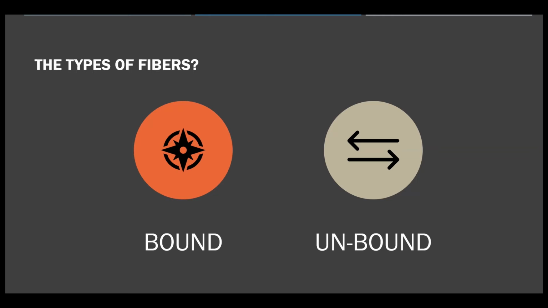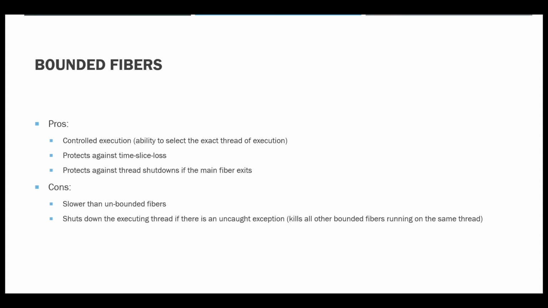So let's talk about the types of fibers. There's two types, bound and unbound fibers. There are pros and cons to each, so it's all about picking the type of fiber that fits your needs. I will say that you can switch fibers between different states. You can make a fiber a bounded fiber, then make it an unbounded fiber, and then switch it back to bounded again. It's not like once you create a fiber you can't change it. So keep that in mind. But the pros for bounded fibers: basically you have controlled execution. And by the way, these are like coroutines, if any of you guys didn't catch on to that.